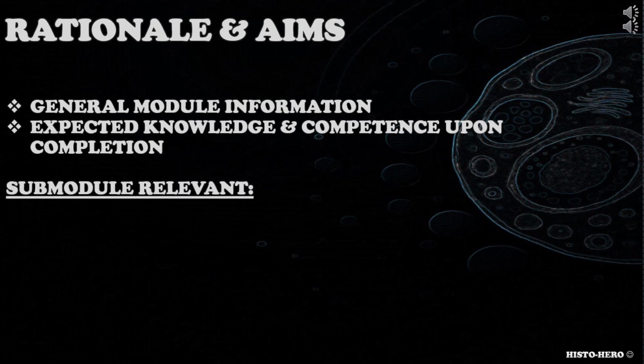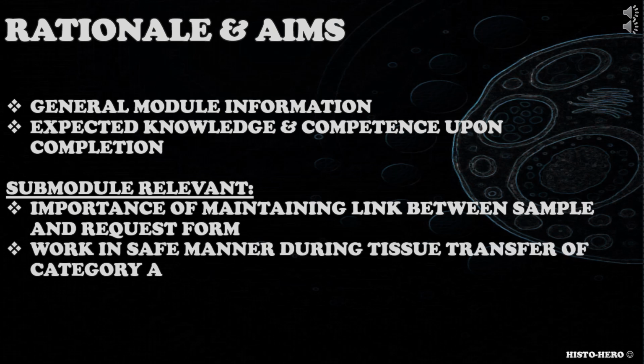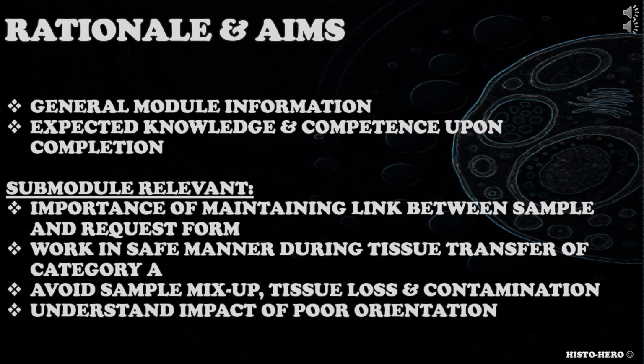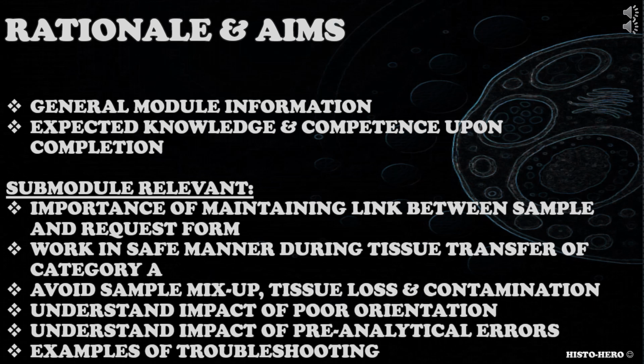For this submodule, the expectations are that the candidate will be able to recognize, apply and appraise the importance of maintaining the link between the sample and its request form. Work in a safe manner during tissue transfer of Category A. Discuss and employ measures to avoid tissue loss, sample mix-up and contamination. Understand the impact of poor orientation during tissue selection and its consequences to subsequent procedures. Understand the impact of pre-analytical errors relevant to the tissue selection submodule. Provide examples of troubleshooting relevant to the tissue selection submodule.